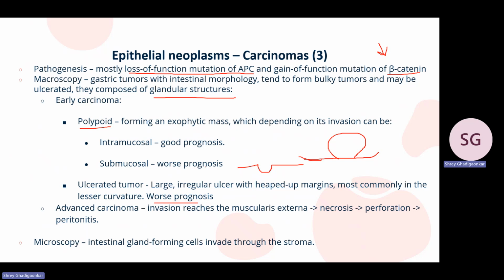So, if we were to briefly go through the histology of the GIT, as you know, you have four layers.